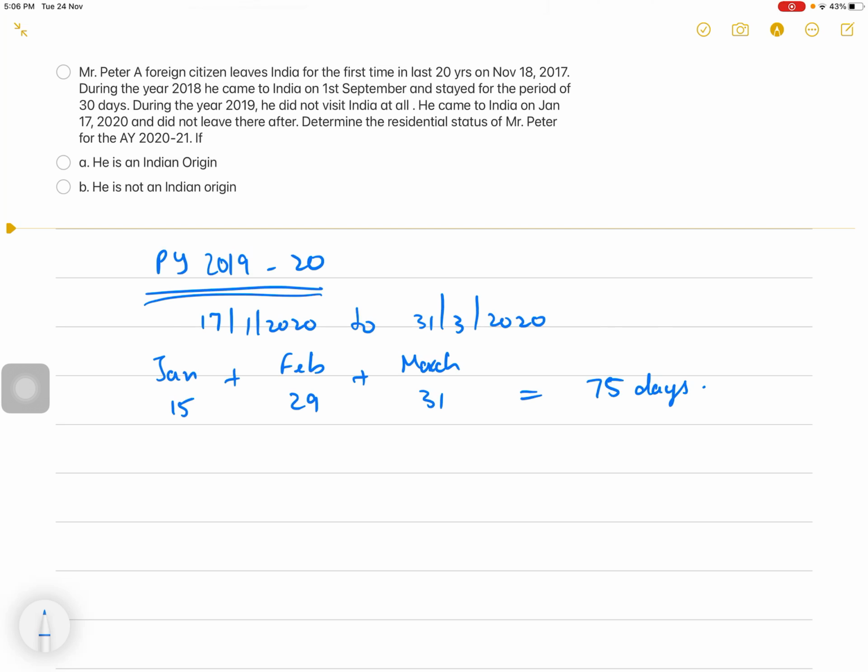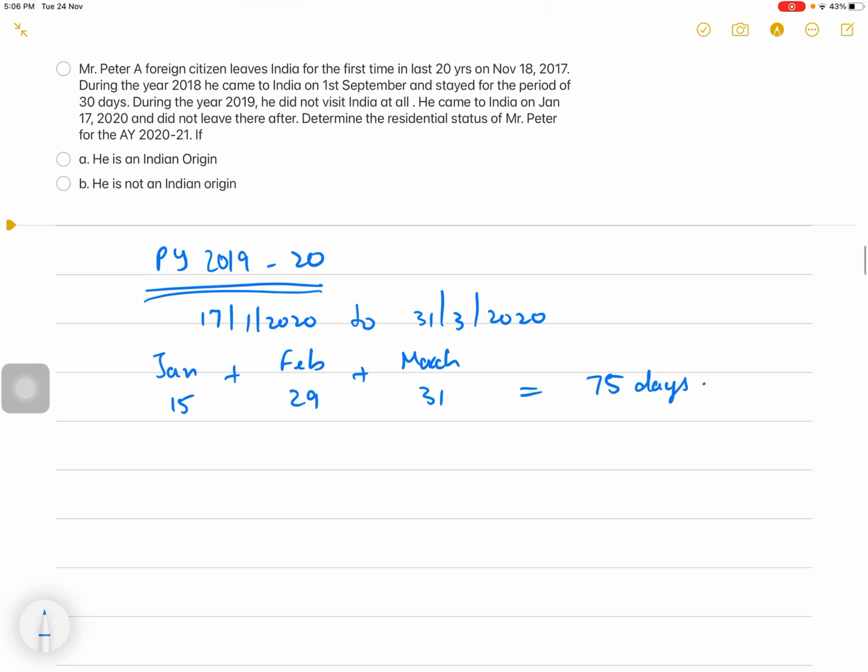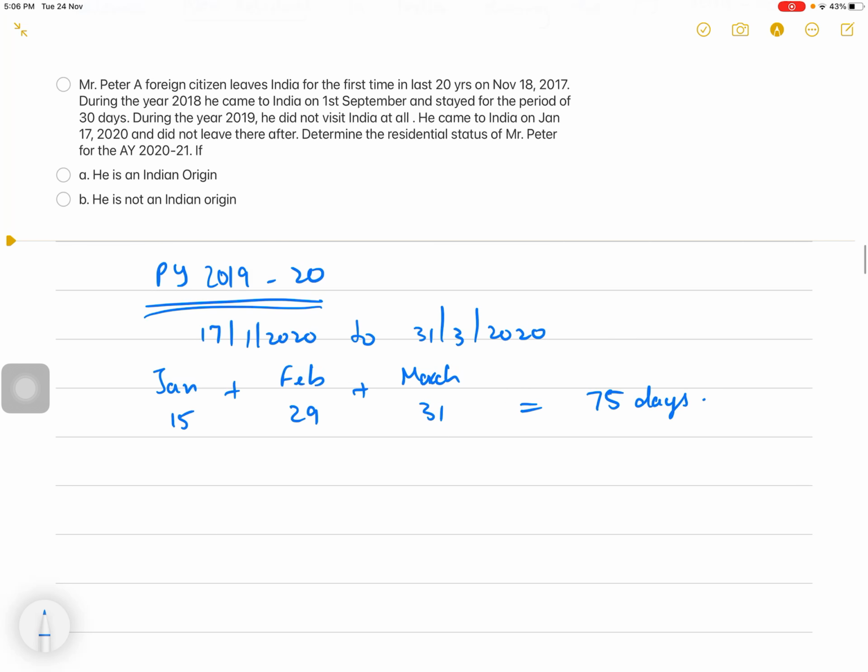Now let us check during the 4 years preceding the previous year how many days he was in India. Okay, because if he is of Indian origin, then the second basic condition is irrelevant, but if he is not of Indian origin, then the second basic condition is relevant, right? So we will calculate his stay in India preceding the previous year.